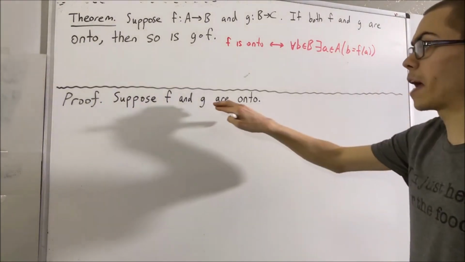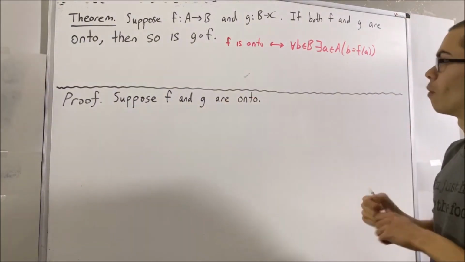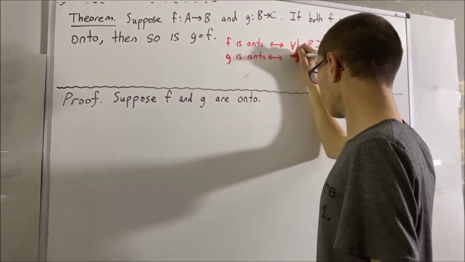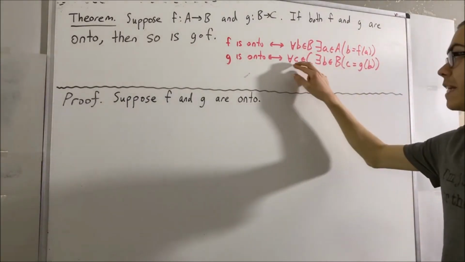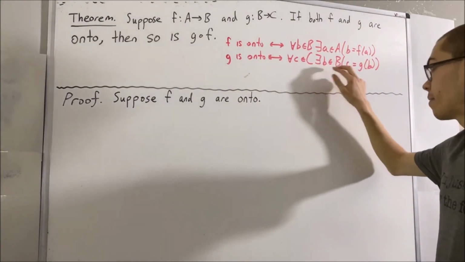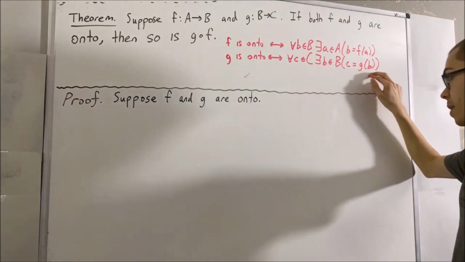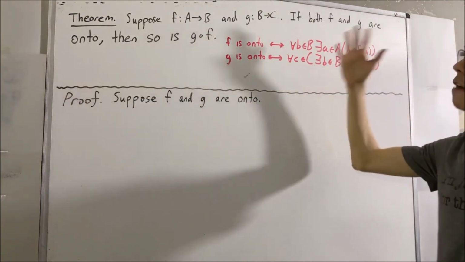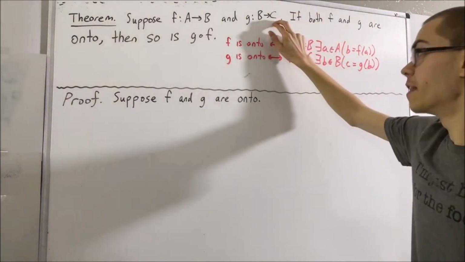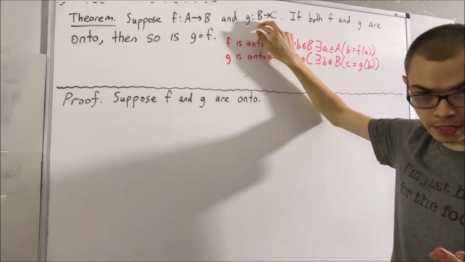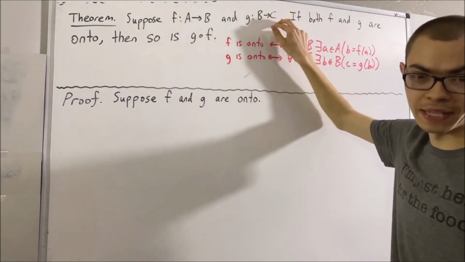Similarly, we have g is onto. What that means is, for every c in C, there is a b in B such that c equals g of b. In other words, for every element in this set, there is an element in this set that maps onto the element in this set.